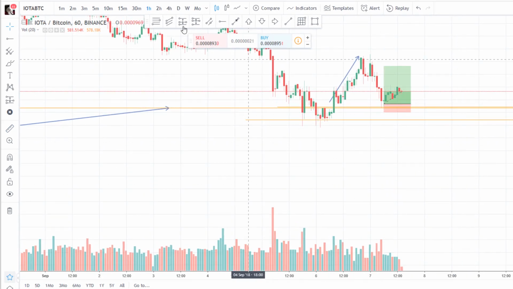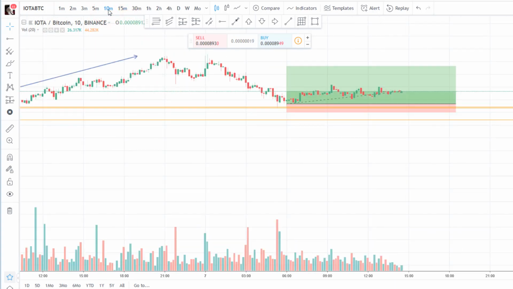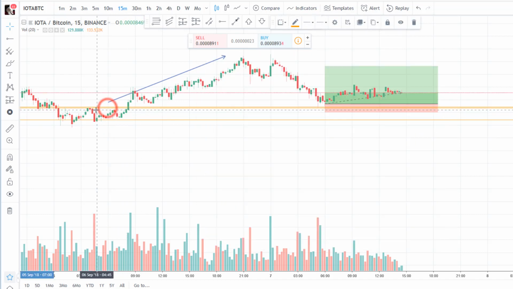Now for my entry, I was watching the 10 and 15-minute chart, but then I was looking for confirmation on the 5-minute. And I'll show you exactly where I got confirmation and why I entered. I entered probably earlier than most people would, but that's how I like to enter. I actually like to enter a little bit down here in this chop right here.